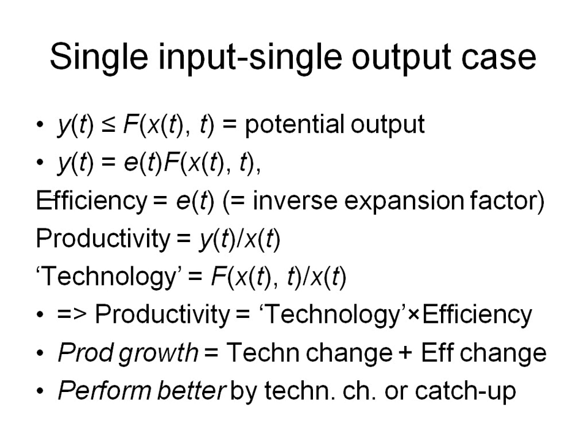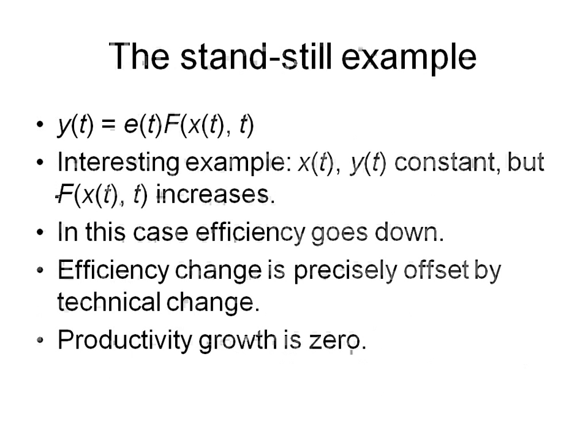If you take the derivative of this expression, you get that productivity growth is technical change plus efficiency change. And indeed, firms may perform better in the sense that they reduce their input-output coefficients by technical change. This is particularly true for the leaders. The leaders in an industry, if they want to do even better, have to push out the production possibility frontier. Or if they are followers, firms can realize productivity growth simply by catching up, for example, by adopting best practices.